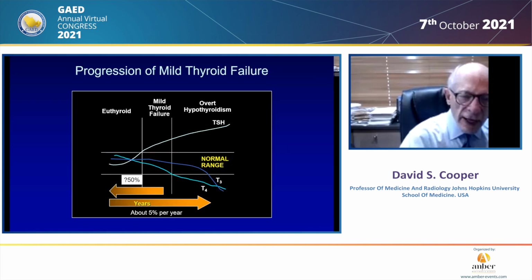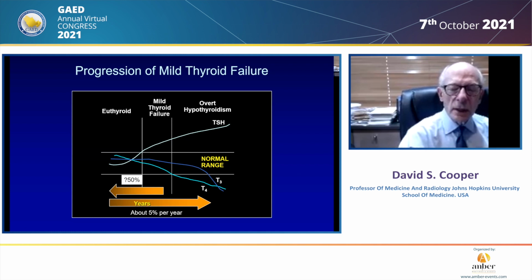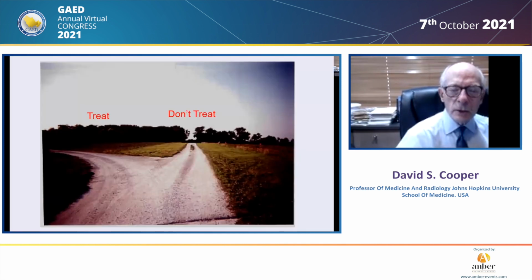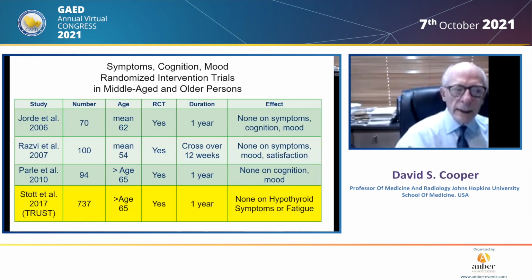So, in fact, this progression is not inevitable, and actually maybe up to half the patients without any treatment at all normalize their TSH. This depends on antibody status and the baseline TSH. So the question is, when you have a patient like this, should you treat them or not treat them? And unfortunately, there have not been a lot of randomized trials.